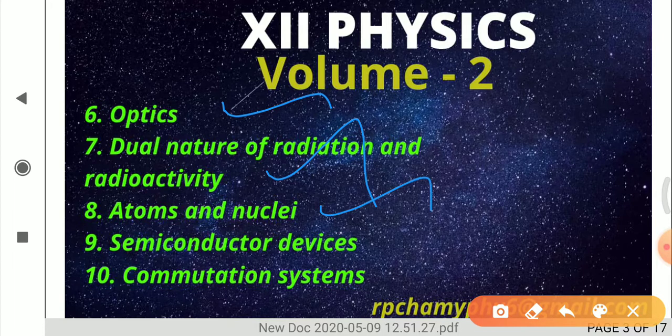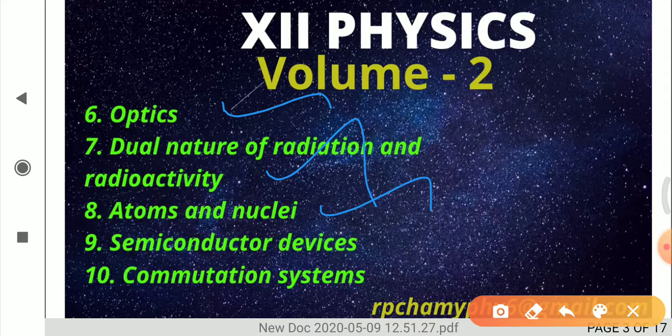And the 8th chapter is nothing but atoms and nuclei. In the lower classes we have discussed fundamental properties of matter. Atom is an extremely small particle. We have discussed that matter is made up of very tiny particles called atoms. It cannot be subdivided. But what are the constituents inside the atom? The constituents are nothing but fundamental particles. Inside the atom there will be electron, proton, and neutron. And at the center of the atom is what is known as the nucleus.